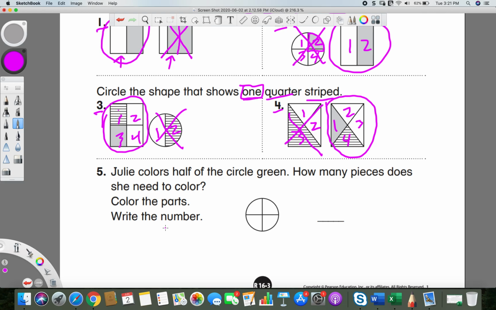Now, remember what half means. Okay, this is a little tricky. I want you guys to really think hard and take your time. I'll give you some time before I go over this, but give this one a shot. How many of these pieces in this circle would Julie have to cover to make it half green? How many of these pieces would she have to color to show half of the circle is green?